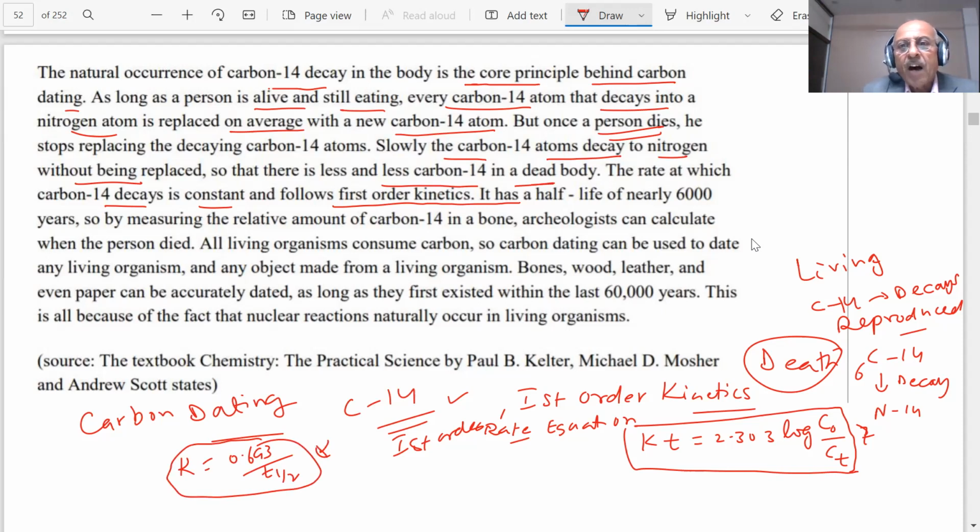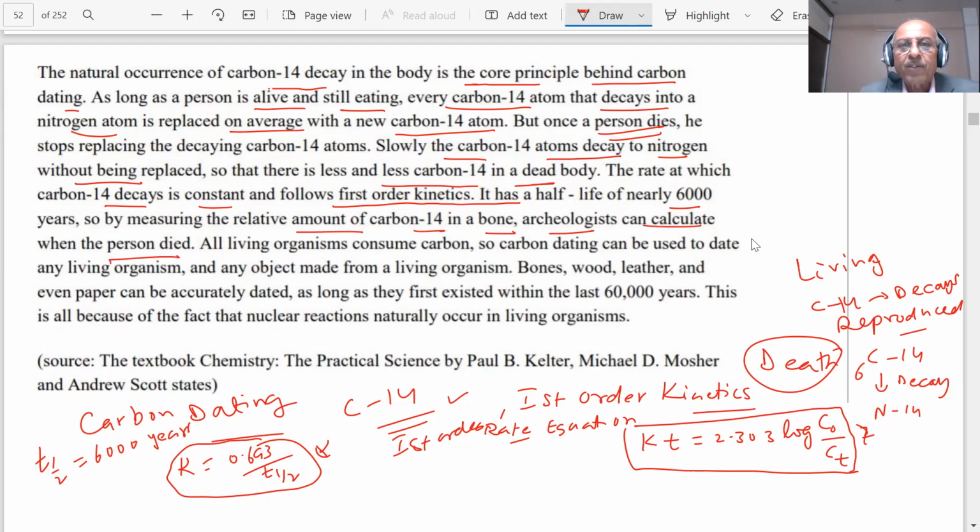C14 has a half-life of nearly 6,000 years. The half-life is given here for C14. How much? 6,000 years. So in 6,000 years, it becomes half. Next 6,000 years, another half. But it will never become zero. That's why we talk of half-life for a first-order reaction: the concentration never becomes zero. By measuring the relative amounts of C14 in the bone, archaeologists can calculate when the person died.